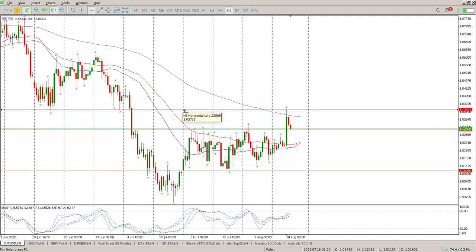So first things first, that was your target area right there. That was a previous level of support. And what we need to pay attention to now is if this breakout is confirmed. So two things that you need to pay attention to. First one is that trend line. So there are a couple of patterns here.